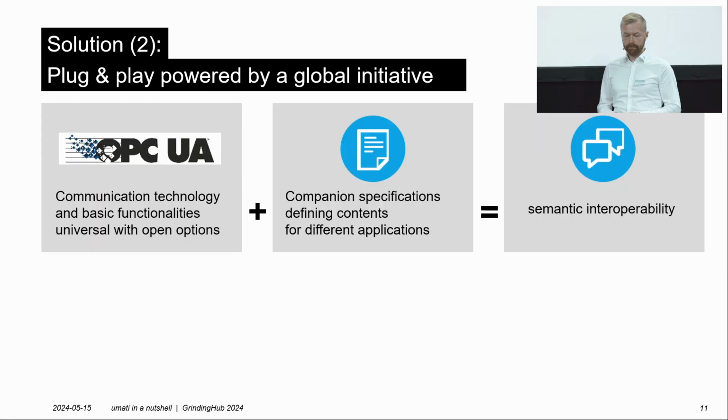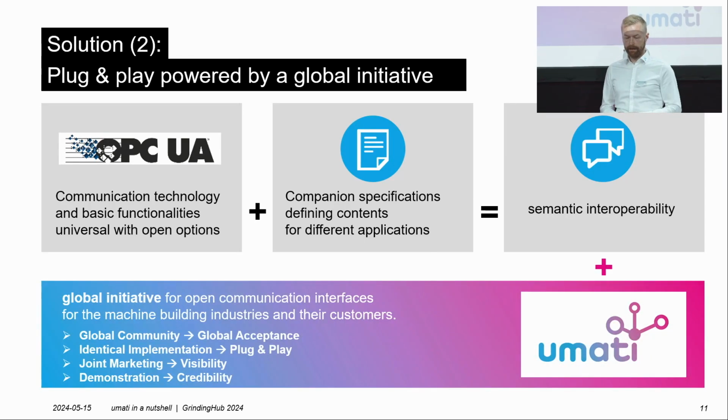So the solution, to reiterate, we have these two components which are leading to the interoperability, and now there is the third one, which is Umati. And what is Umati? Umati aims for a few things. First, like I said, enabling global acceptance by creating the global community of users and manufacturers.